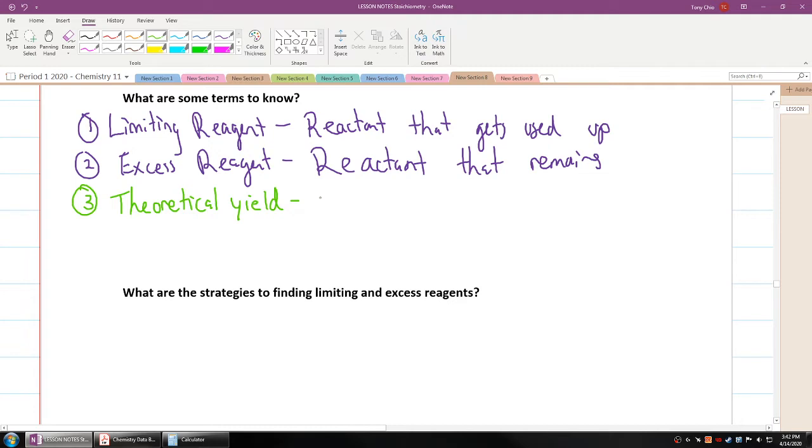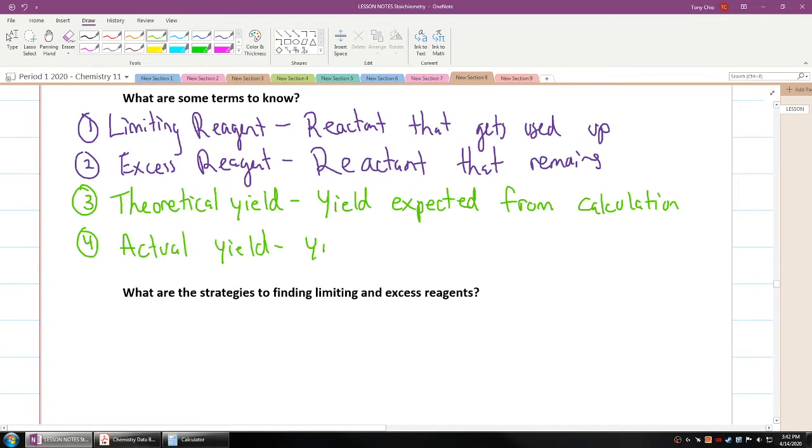This is the yield expected. That means how much product you expect to make from calculation. So from your calculation, what do you expect to make from your limiting reagent? That's your theoretical yield. From the actual experiment, you have your actual yield. This is how much product you will get from the experiment. So when you actually do the experiment, what is your actual yield? These are four terms we're going to use quite often in the next two lessons.